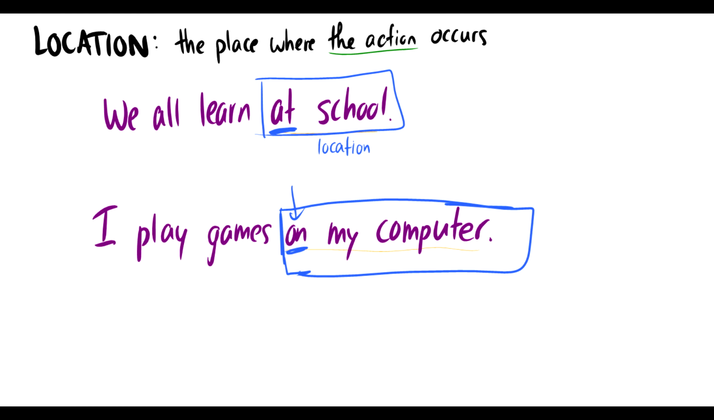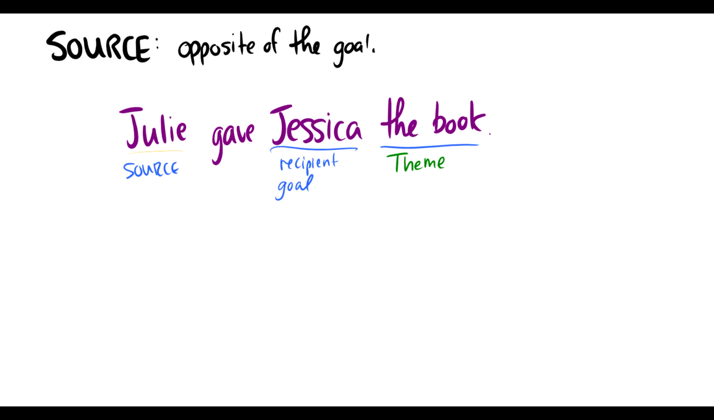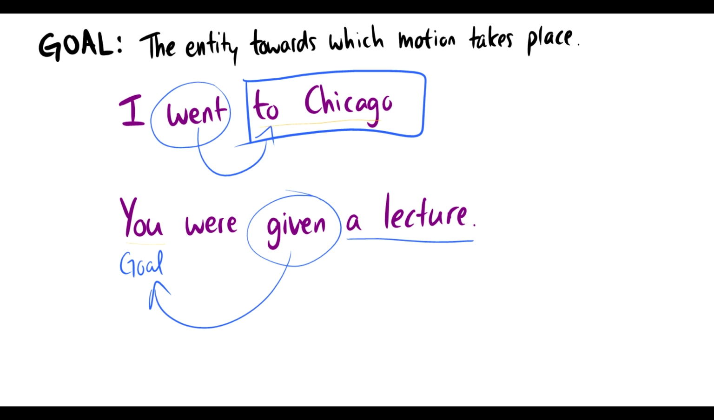So location, pretty straightforward. In fact, let's take a look at this other sentence. I went to Chicago. Well, Chicago we know is the goal, and awesome enough, it is also a location. So again, it has 2 theta roles. Now, of course, the distinction is abstract because went has a goal while playing games does not have a goal.